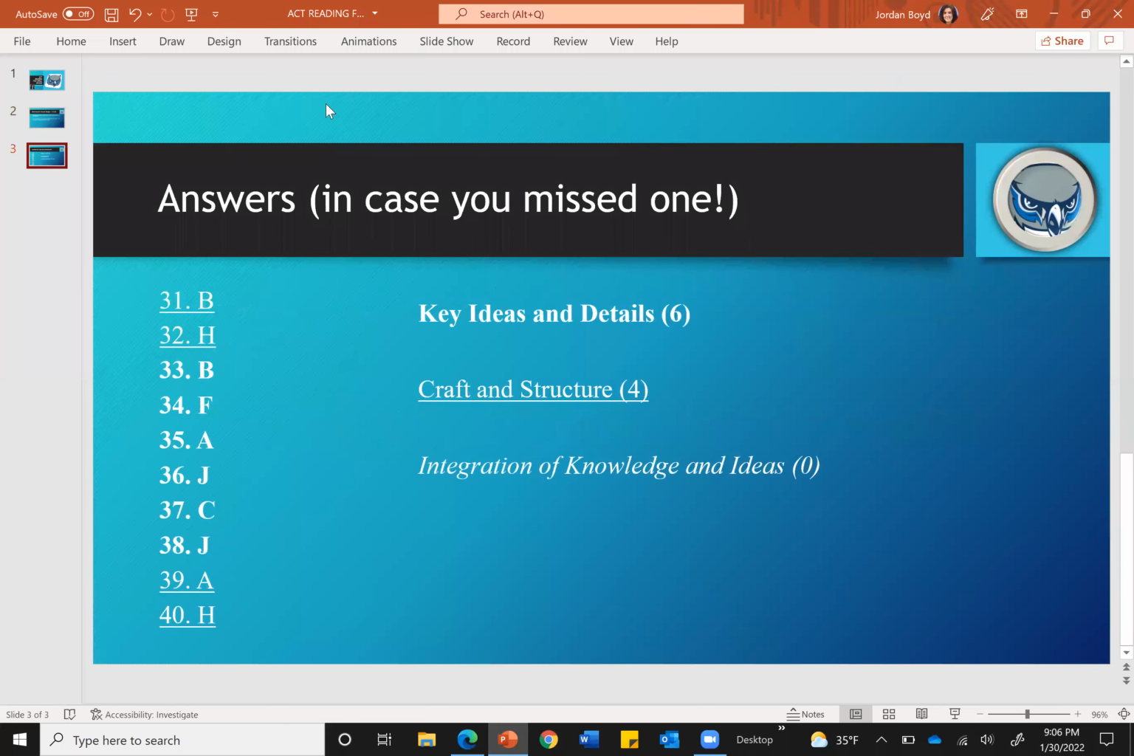Here are the correct answers, just in case I went too fast or in case you missed one. And as you can see, the middle 6 questions here are key ideas and details, which are really going to hinge on a key accurate reading of the passage. And the first 2 and the last 2 are craft and structure sort of questions. Unfortunately, there were no integration of knowledge and ideas. It's sort of the harder questions in this passage.